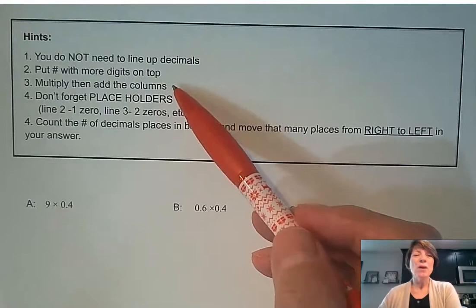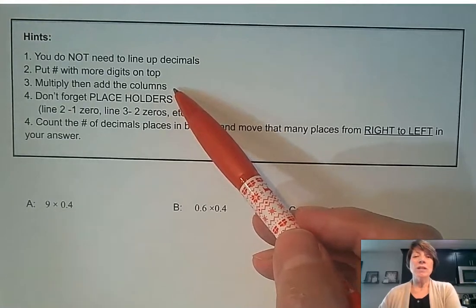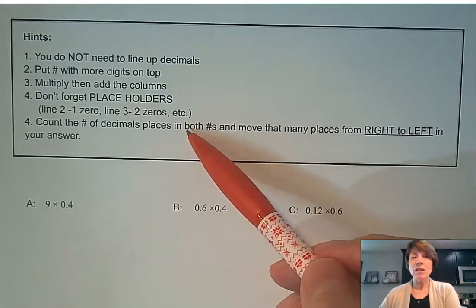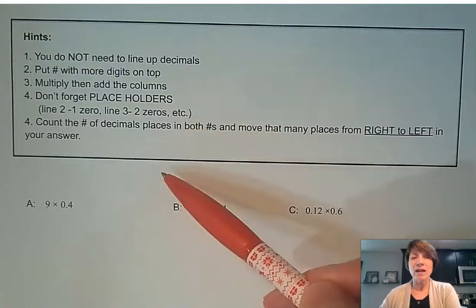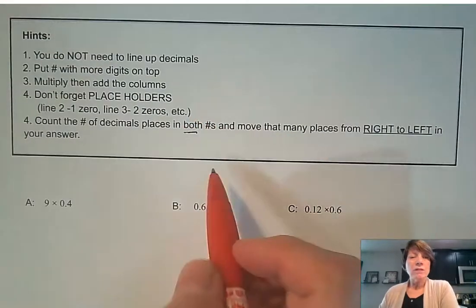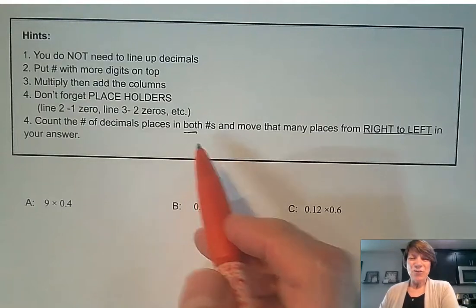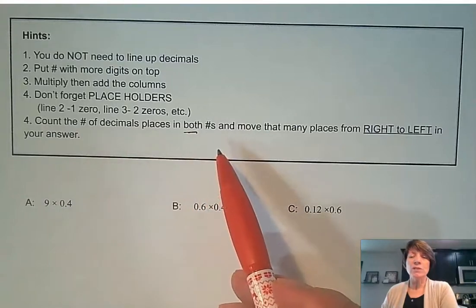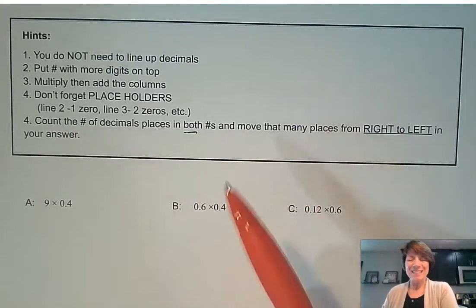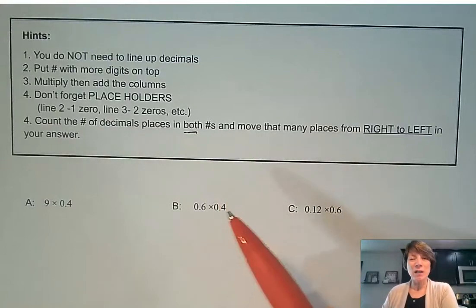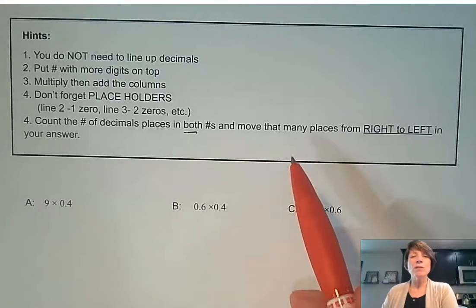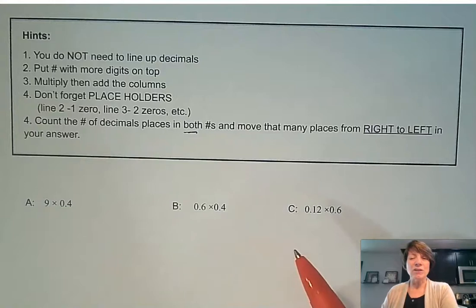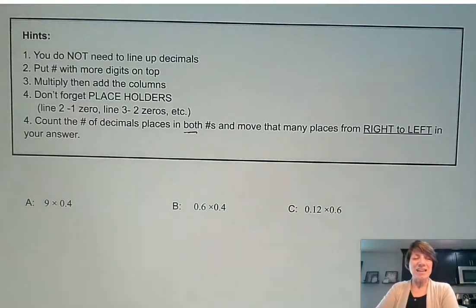That'll save us work. We're going to multiply like we normally do. We're going to add the columns like we normally do. We're going to remember that when we move down a line, we're adding a 0. When we move down 2 lines, we're adding 2 zeros. So now it's at the very end that our difference comes in. We're going to count the number of decimal places in both numbers. In other words, the number of numbers that are behind a decimal in both numbers, the top number and the bottom number in our multiplication problem. And then we're going to place our decimal that many places, counting from the right to the left in our answer. And I'll show you an example of that in just a second here.